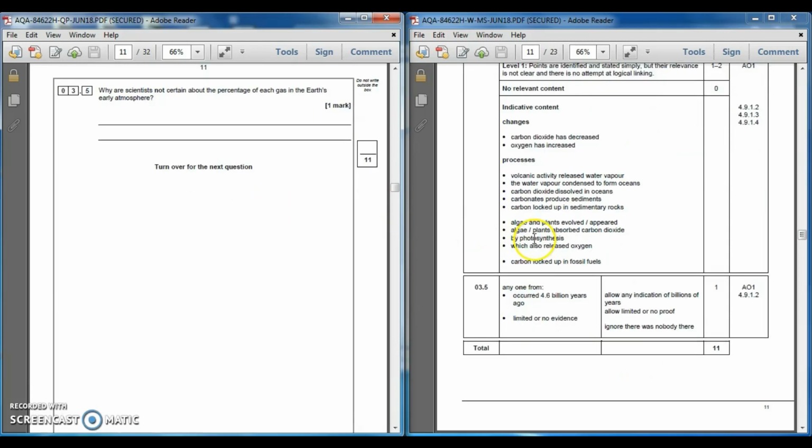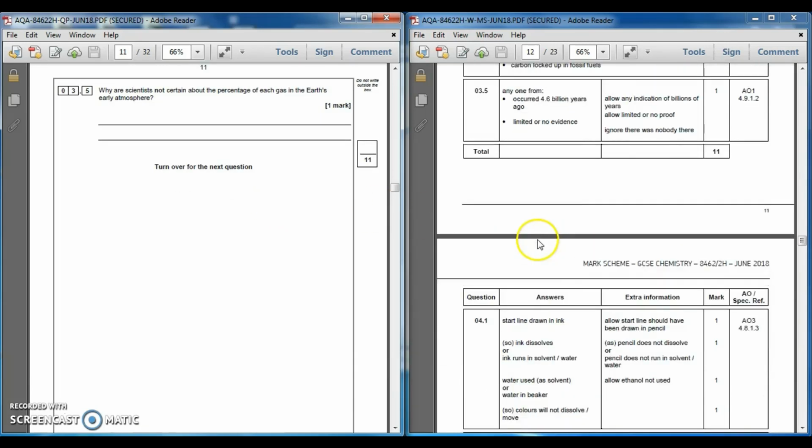So 3.5, the most popular incorrect answer, people were saying because no one was there. Unfortunately for you, there is this chunk here over it that says ignore there was no one there. Some people were getting marks for saying it's 4.6 billion years ago, which means there's limited or no evidence, because even rocks that are that old have been destroyed, and that's what we're talking about. Anything that was there as evidence might well have been destroyed or might be really difficult to find. So it's very difficult to prove something with very limited or no evidence. That's why at the start of the question, we're looking at Venus.